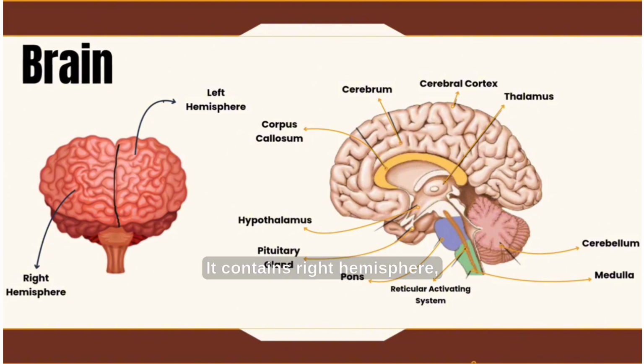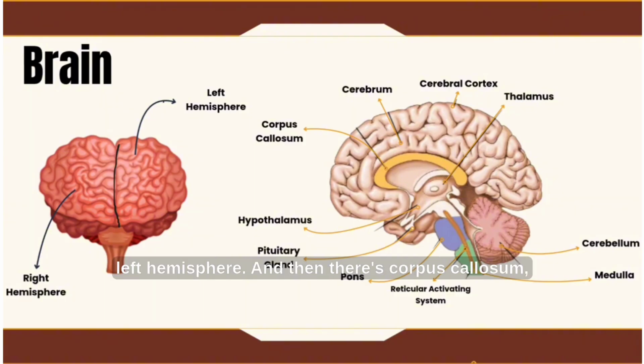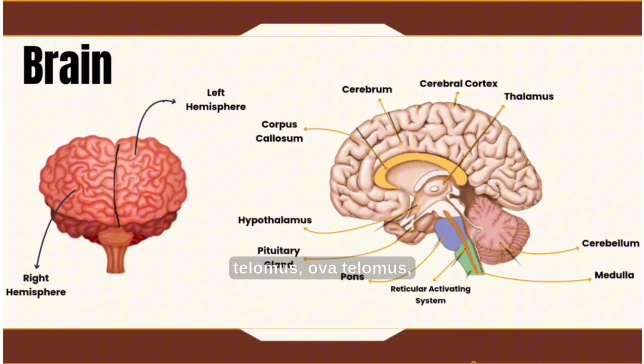There's the brain. It contains the right hemisphere, left hemisphere, and then there's the corpus callosum, cerebrum, cerebral cortex, thalamus, hypothalamus, pituitary gland, pons, reticular activating system, cerebellum, and medulla.